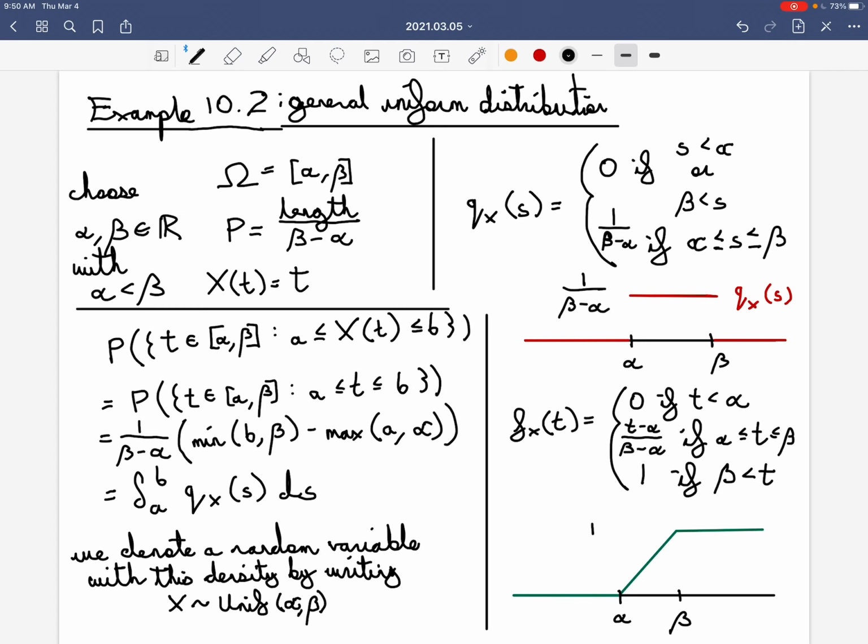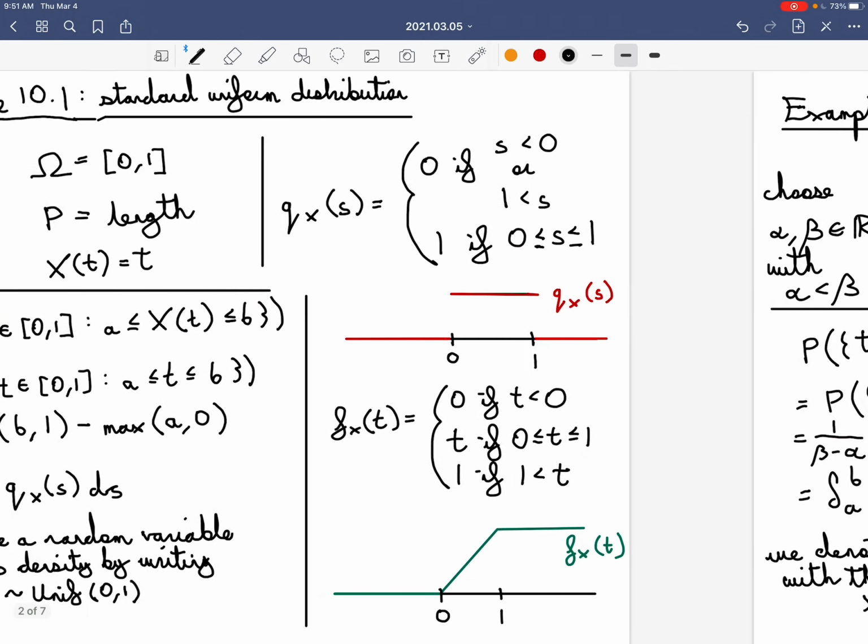So we want to take the probability of the set of all outcomes between alpha and beta which are also between a and b. So we're picking this random number between alpha and beta, and we're asking, if I'm picking a random number between alpha and beta, what's the probability that it lies between a and b? And so you can see that what we end up doing is, again, intersecting two intervals.